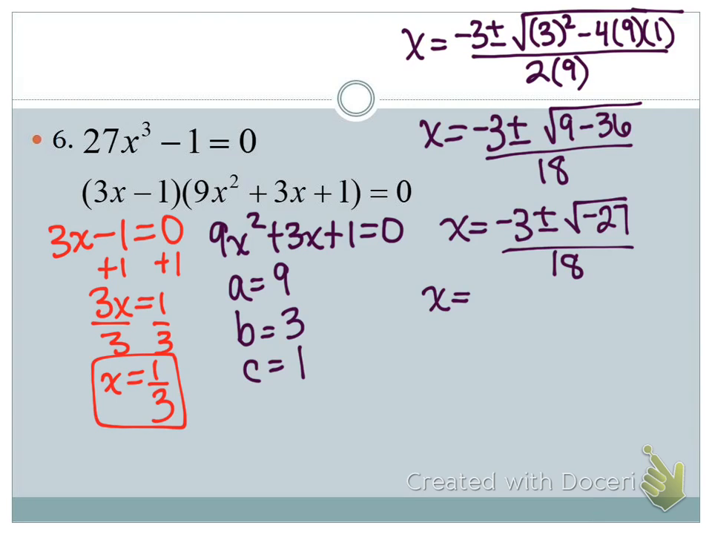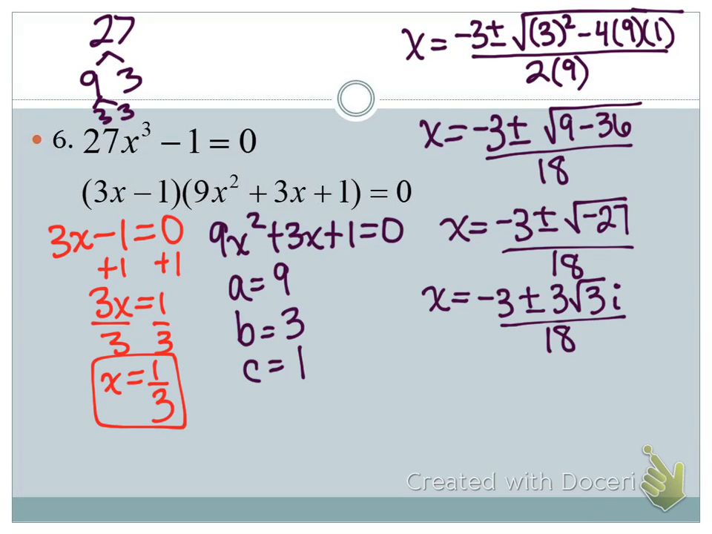So x equals negative 3 plus or minus. Now if you need to make a tree for 27, 27 breaks into 9 and 3, and the 9 breaks into 3 and 3. Good. So the square root of negative 27 would become 3 root 3i, all divided by 18. Questions about that step? We're using all those skills from first semester.